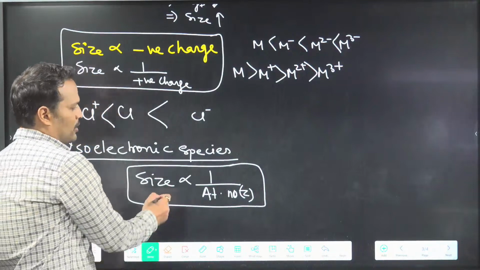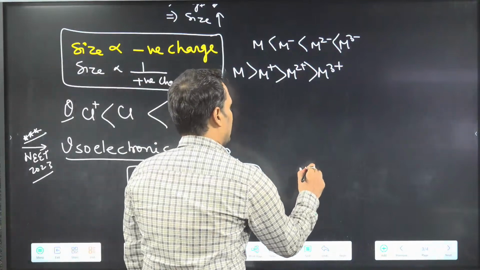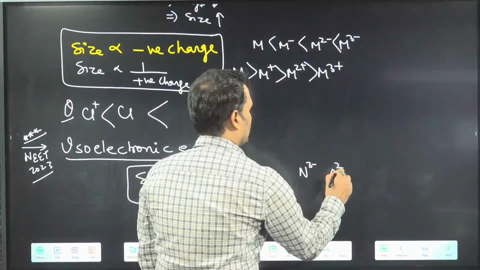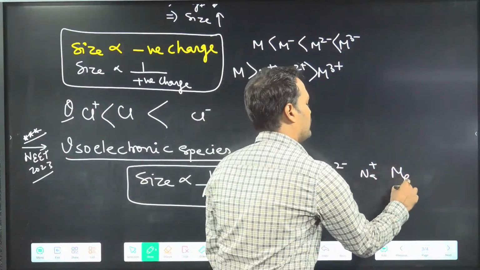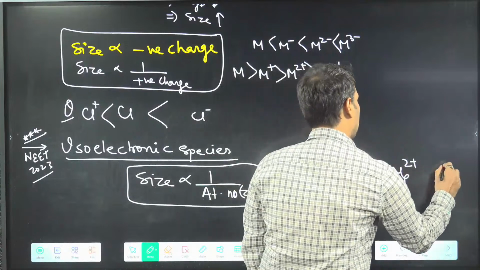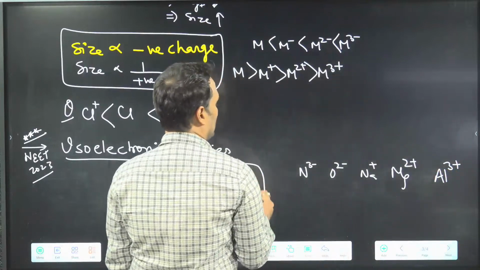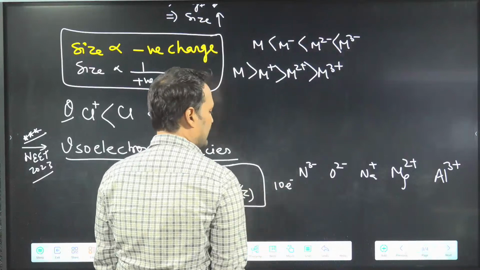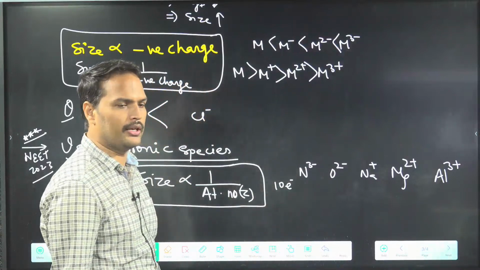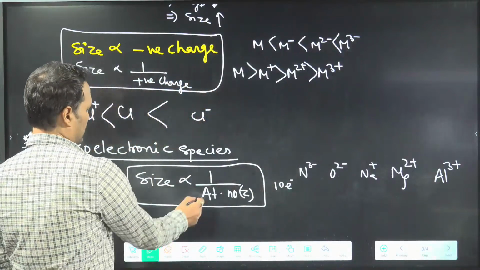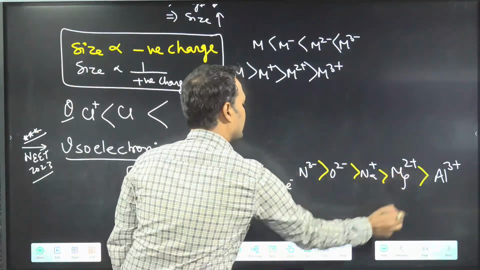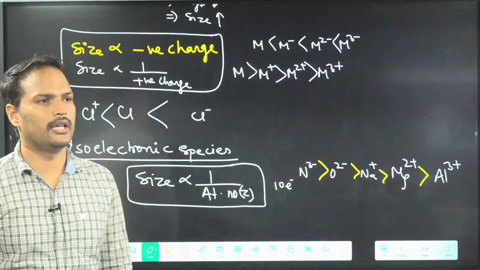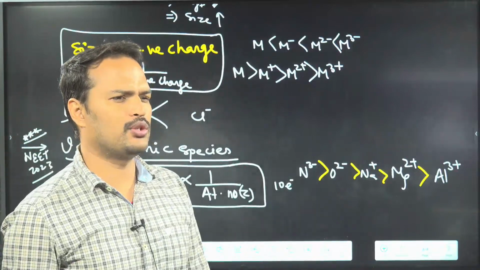ठीक है? So now you tell me, N3 minus, O2 minus, Na plus, Mg2 plus, Al3 plus are all having 10 electrons, isoelectronic. Who is biggest? Atomic number less, biggest. Am I correct? Have a look once. Is this true?